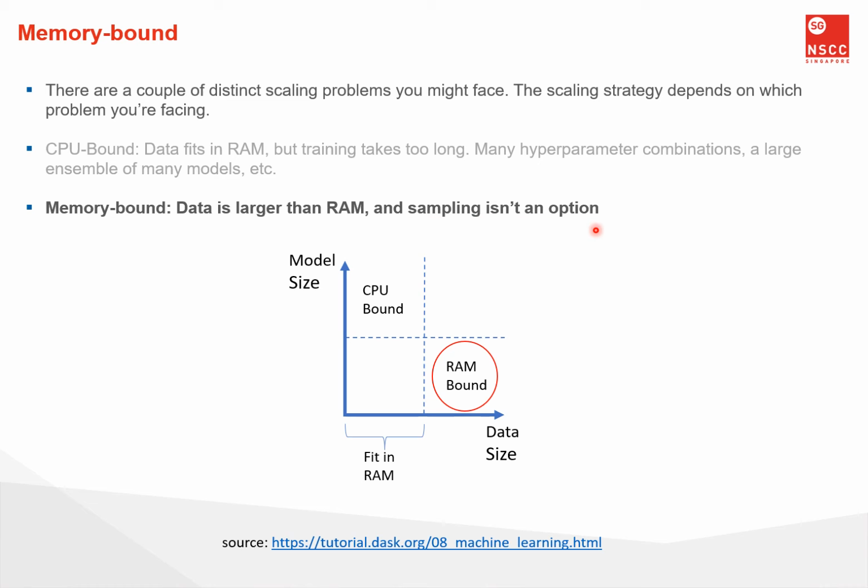So sampling is not an option, so we somehow need to be training the model over the large data set, and we have to think of a strategy to fit the data into the RAM so that we can proceed with the training. Because obviously, if you require 1 terabyte of RAM, there's no way that you can find a machine with that amount of RAM. So you need to think of a strategy to do this.